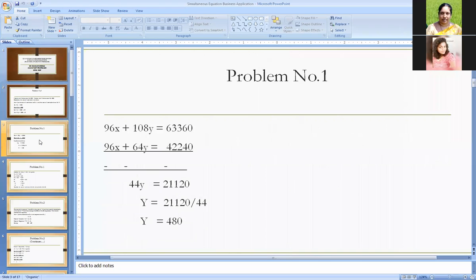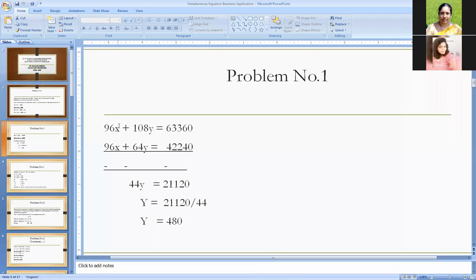So we know that in case of elimination, we have to equalize the values, but here we got both the x values as 96x as well as 96x in the second equation also, but only the thing is that there is no opposite signs to eliminate, so we'll have to go for changing the signs for the second equation. So in the second equation, whatever the values are plus, is going to become minus. So 96 will become minus 96, plus 64 becomes minus, and 42,240 is becoming minus 42,240. So these are the values after changing. Now we are able to eliminate very easily.